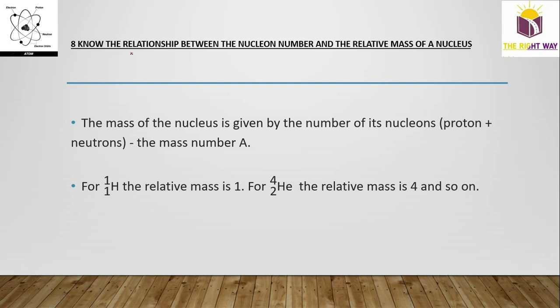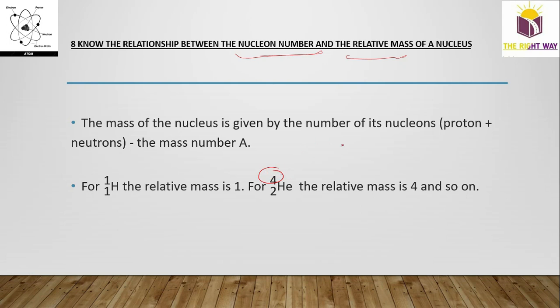Okay, topic number 8. Know the relationship between the nucleon number and the relative mass of a nucleus. Like the relative charge depends upon the atomic number, the relative mass depends upon the nucleon number. As the nucleon number increases, the relative mass also increases. For example, helium has four nucleons, so its relative mass is 4.